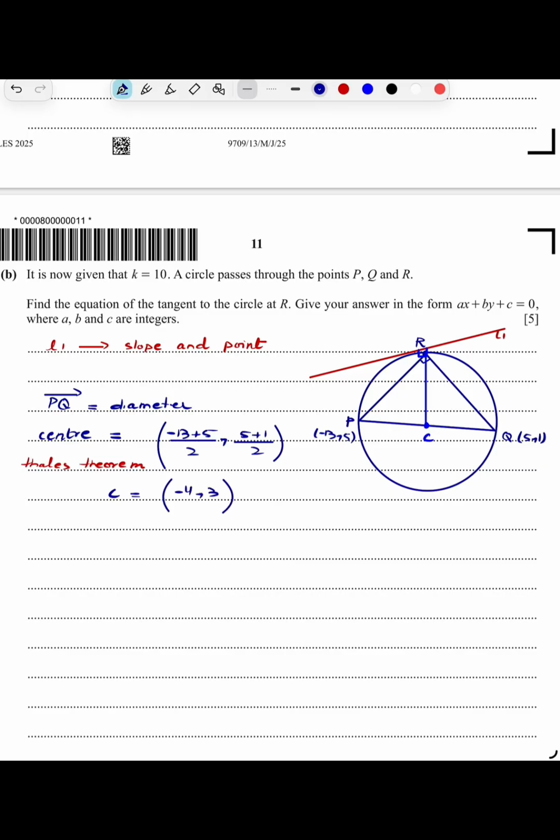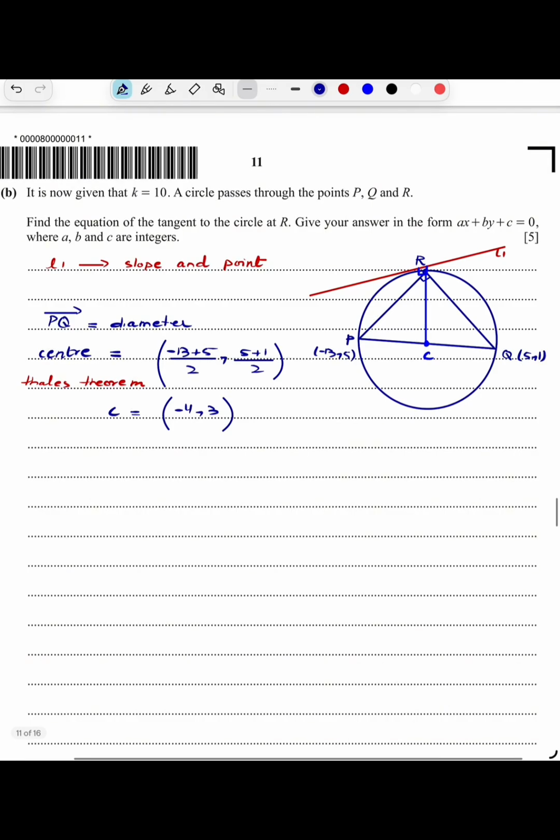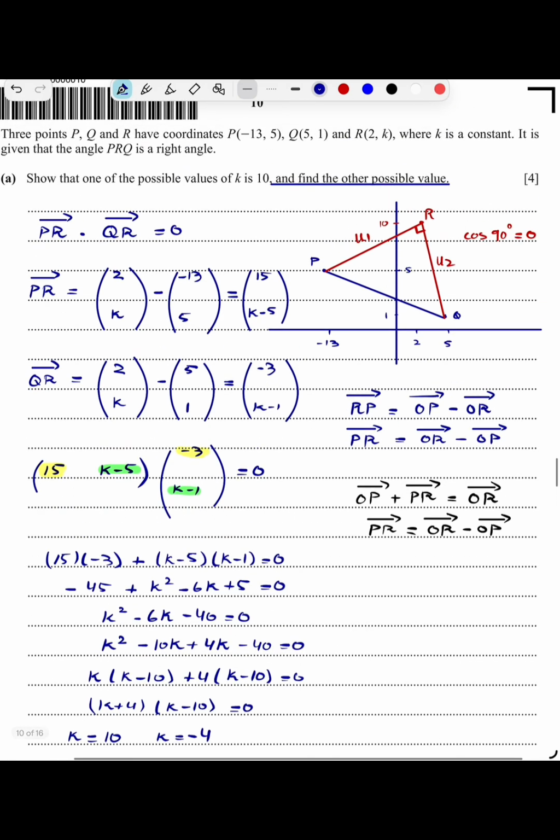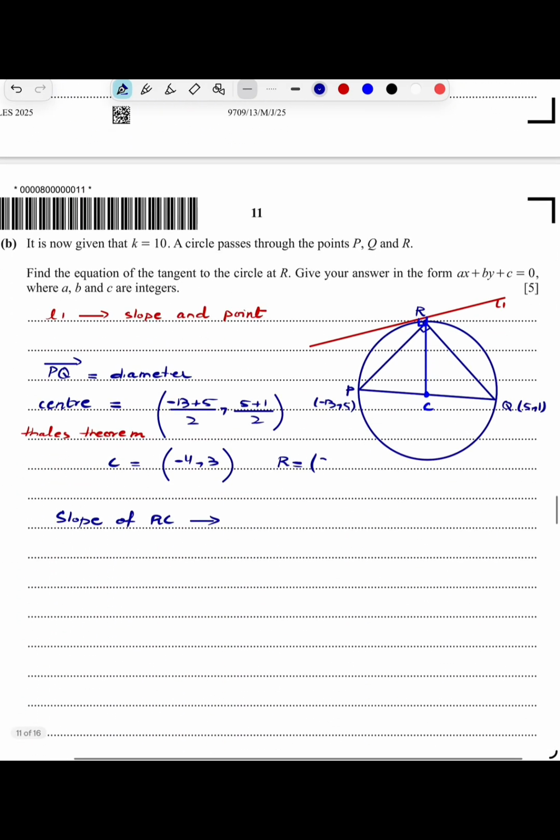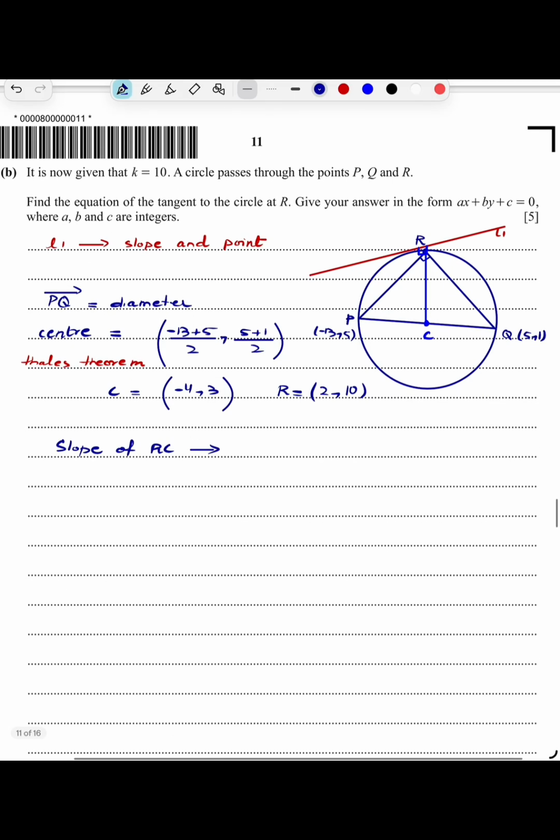Okay, which means that if I want to find the slope of the chord RC, we also know the coordinates of R. What were they? R is (2, 10), right? So (2, K), and he said take the value of K as 10. Okay, so what will its slope be? The slope will be (10 - 3)/(2 - (-4)). So this is going to be 7/6.